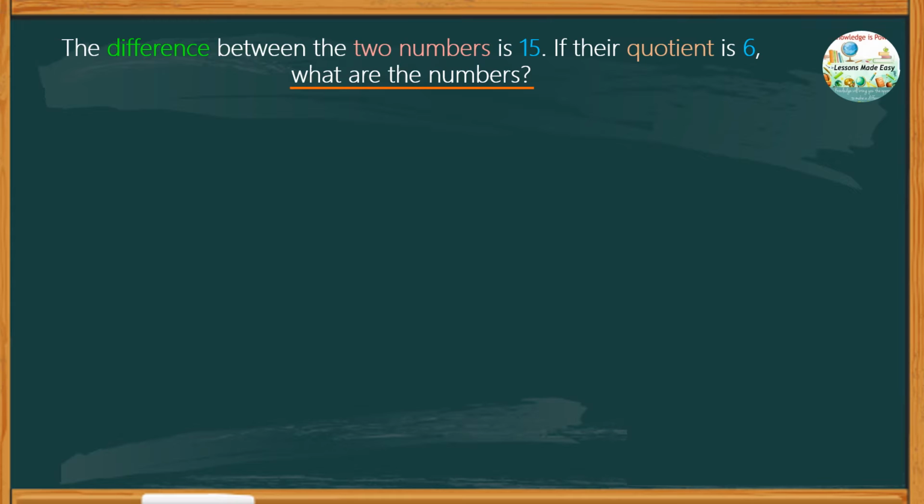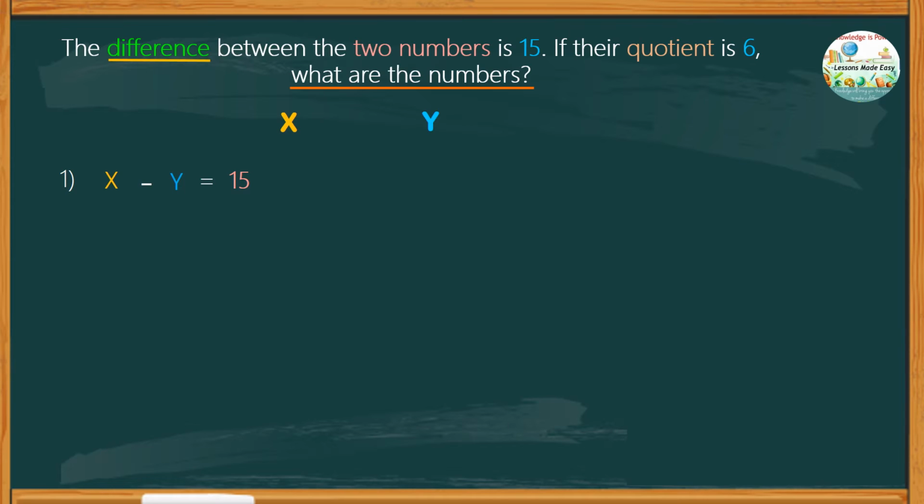Let's use the variables x and y to represent the two unknown numbers. Then, study the given conditions and write them as equations. The problem states that the difference between the two numbers is 15. The keyword is difference, which means we need to subtract. So our first equation would be x minus y equals 15.